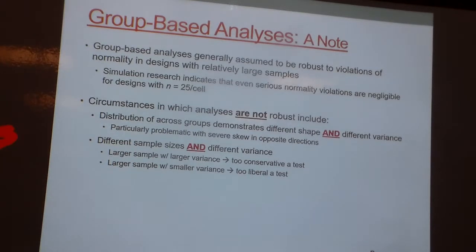I'm not going to be able to claim statistical significance as often as I should. If things are going the other way, I've got a sample of 100 and a sample of 20, and my sample of 100 has much smaller variability than my sample of 20, I'm going to have too liberal a test. I'm going to underestimate the variance. My standard errors are going to be too small, which is going to make my test statistics too large. So I'm going to say that there's differences when there's actually probably not, right?